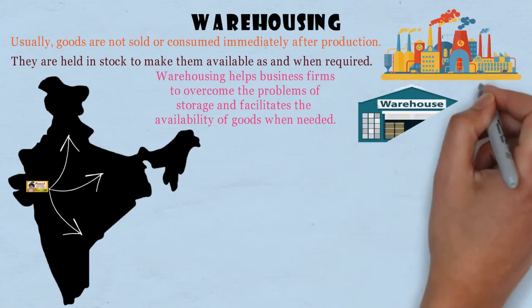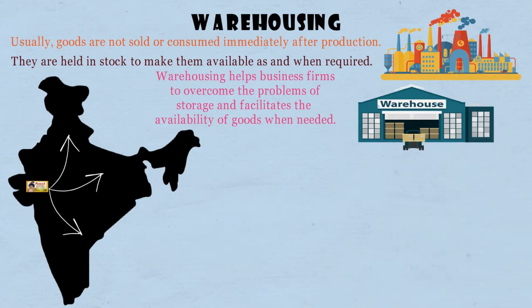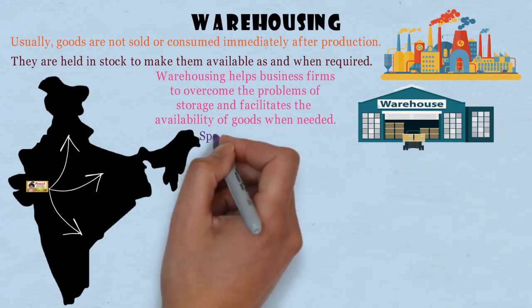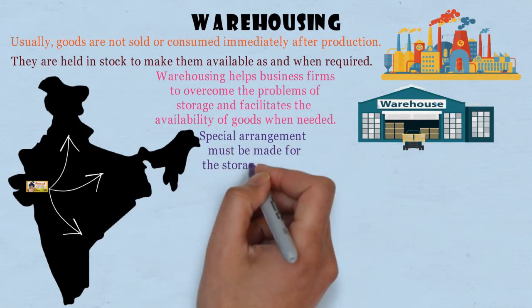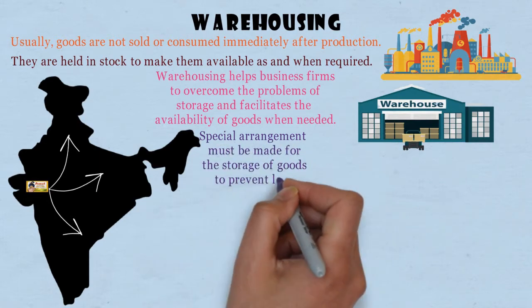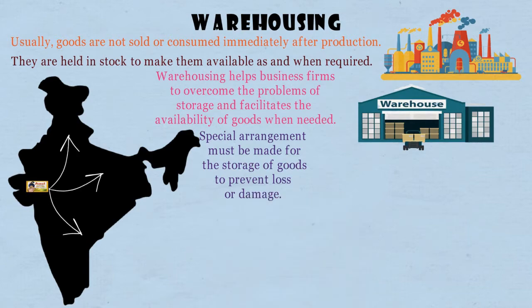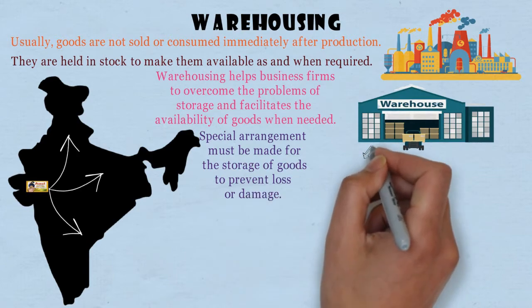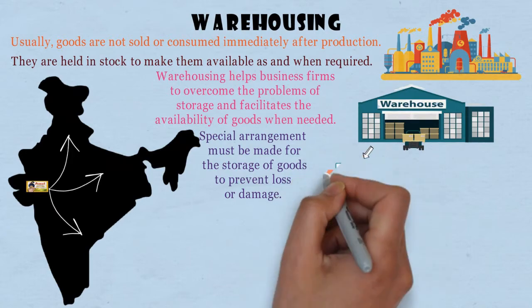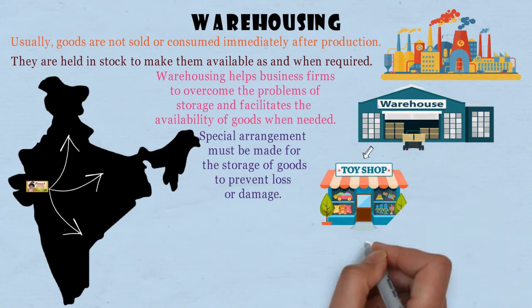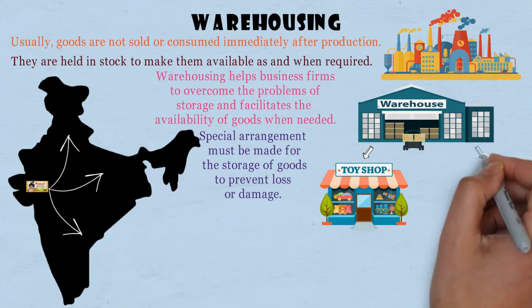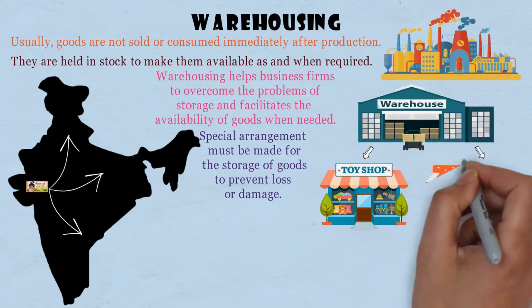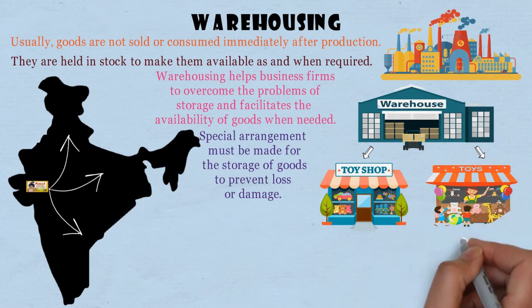Warehousing helps business firms to overcome the problems of storage and facilitates the availability of goods when required. A special arrangement must be made for the storage of goods to prevent loss or damage, that is through insurance. Now let's take the example of a toy factory which manufactures toys in large quantities. They store these produced goods in a warehouse.